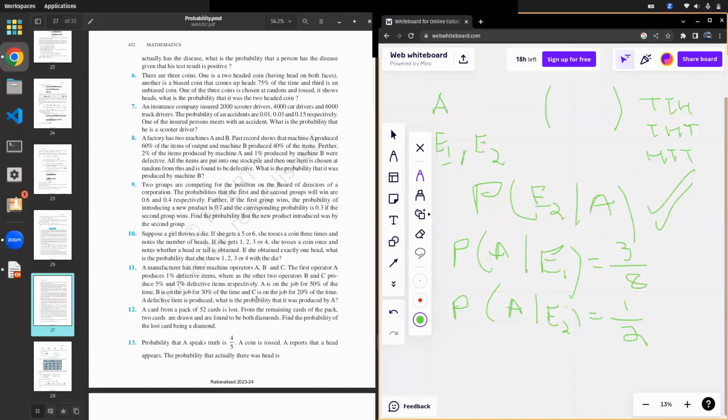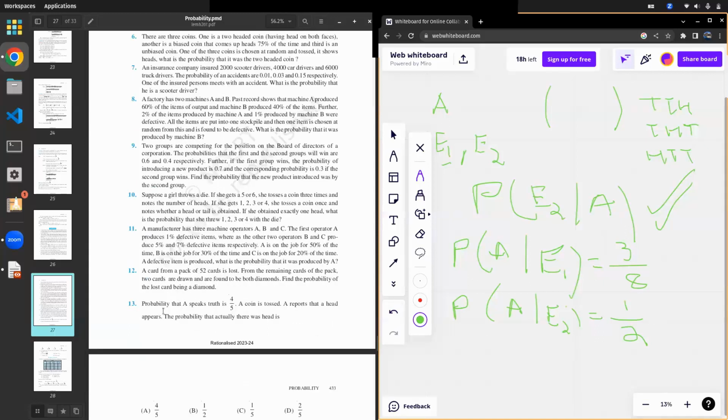So we move to the next question, the third question. A card from a pack of 52 cards is lost. From the remaining cards of the pack, two cards are drawn and are found to be both diamonds. Find the probability of the lost card being a diamond.